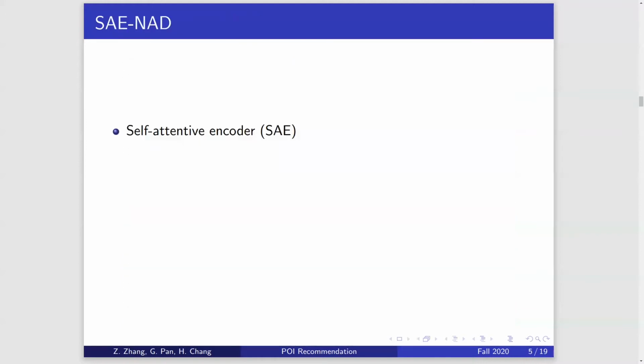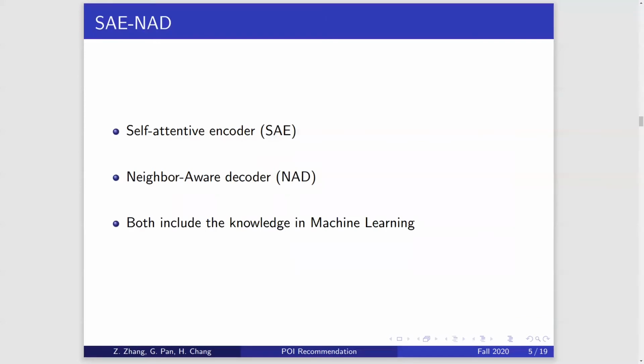This paper will introduce a novel autoencoder-based model to learn the nonlinear user-POI relations, which is called SAE-NAD. SAE means self-attentive encoder, while NAD means neighbor-aware decoder. Both SAE and NAD include knowledge from machine learning.